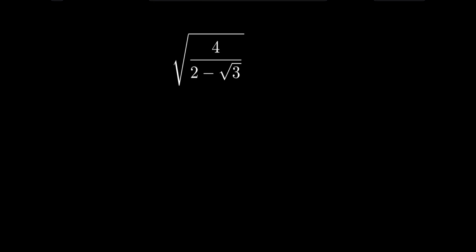4 upon 2 minus square root of 3, all under a square root. How do you simplify this? First of all, in the denominator we have a number and a radical. So let's first rationalize the denominator.